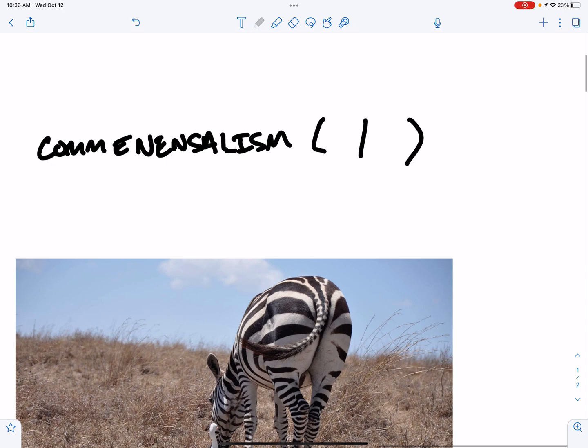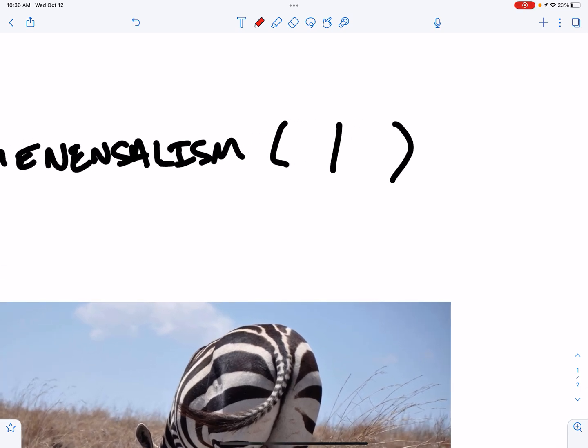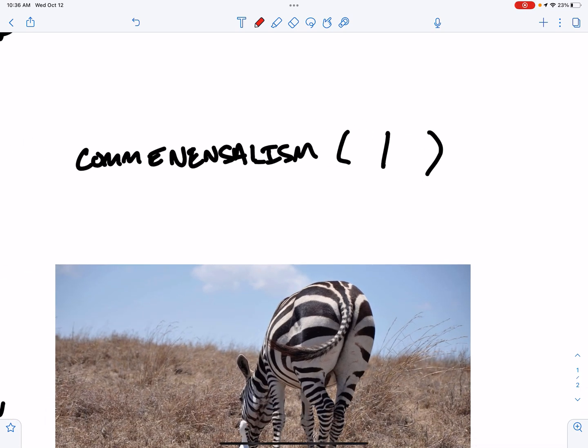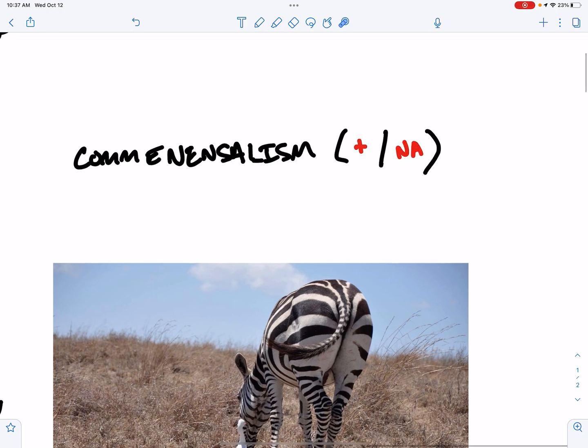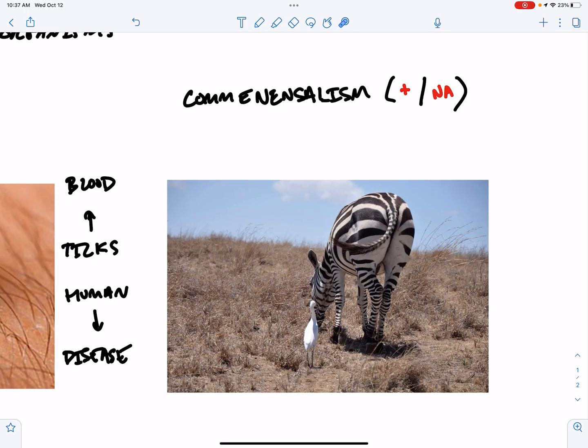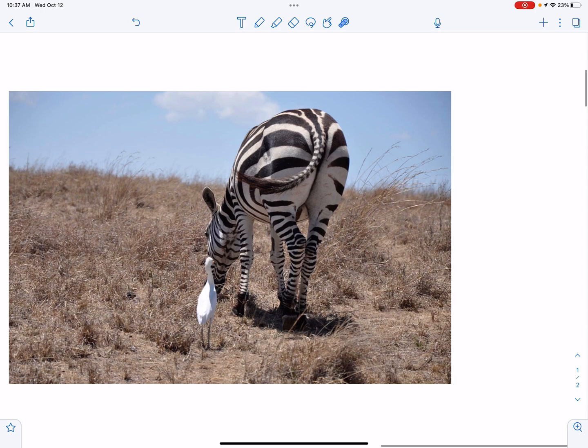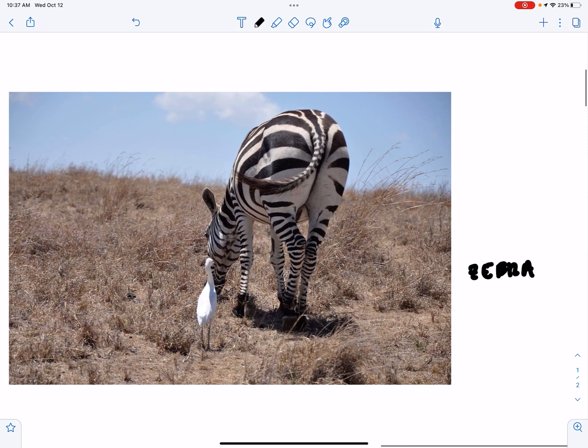Our last example of our symbiotic relationships is called commensalism. Commensalism is when an interaction is positive for one species and then it doesn't affect the other species at all. So a perfect example of commensalism is the relationship between grazing animals, I guess we could say the zebra here, and the cattle egret.